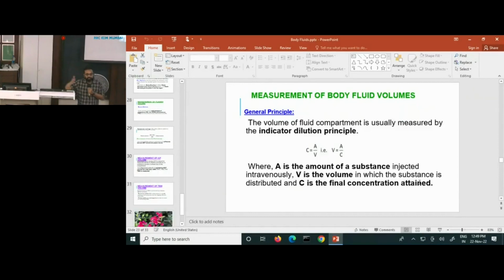By that scenario, we can detect what I am actually measuring: whether it is total body water or extracellular fluid or plasma. We can't measure intracellular fluid this way, so we have to measure the total body water and the extracellular fluid. By subtracting total extracellular fluid from the total body water, we will get intracellular fluid. Plain and simple. Okay.